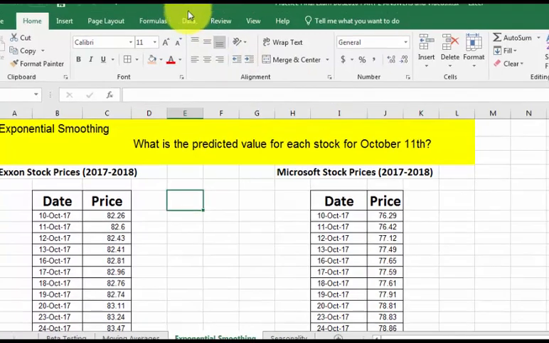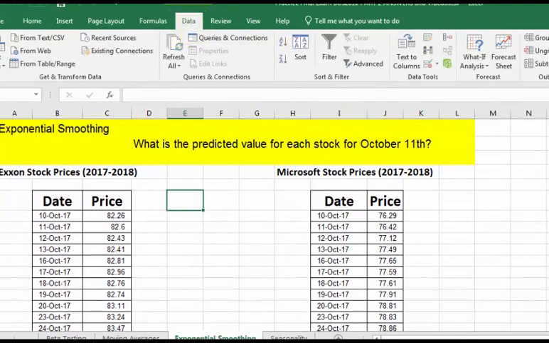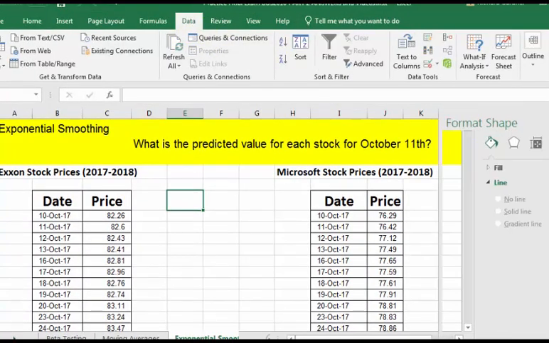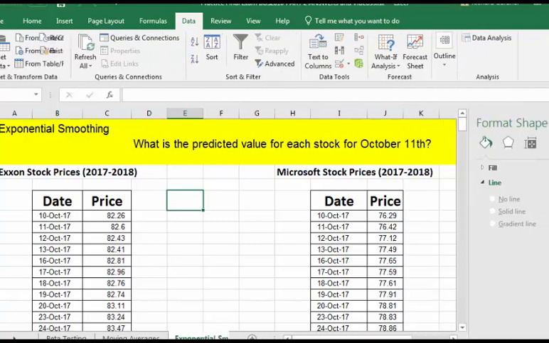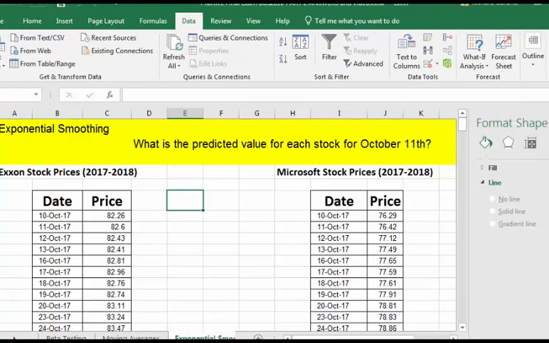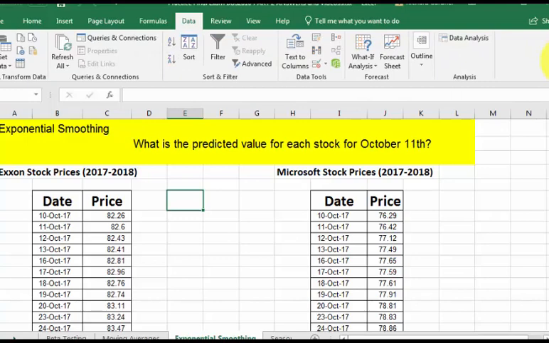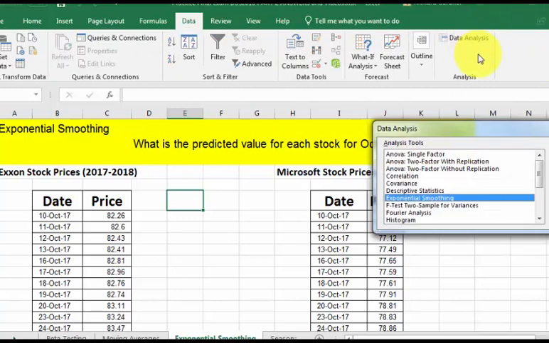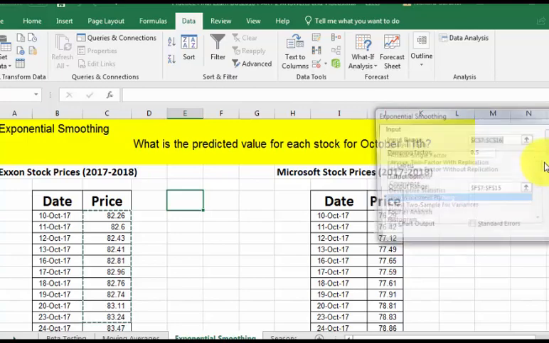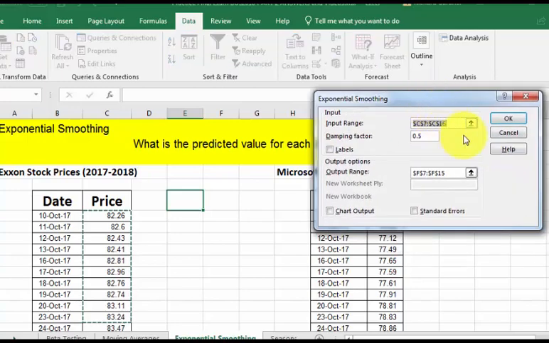We're going to go to Data. Make sure you're in Data Analysis. Let's get this over here so you can see it. Data Analysis, and I want exponential smoothing. Click OK. Now the input range, I'm going to do Exxon first.